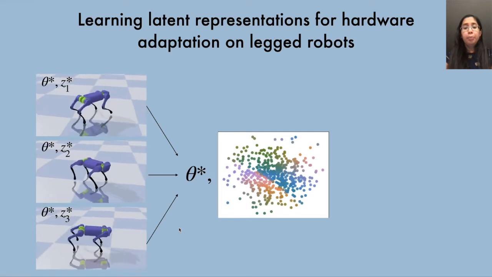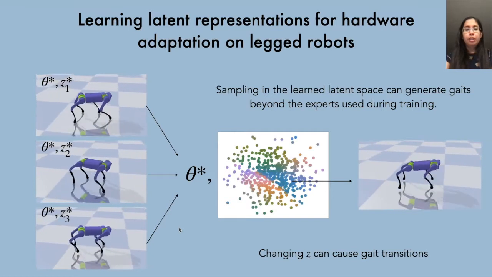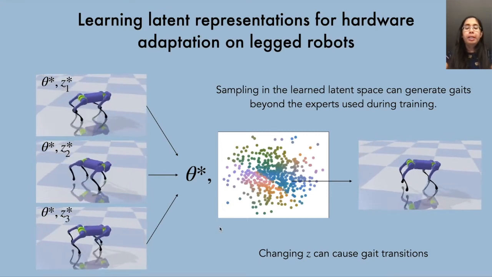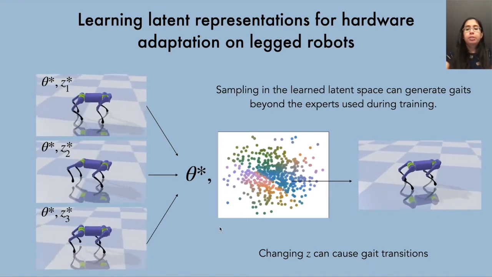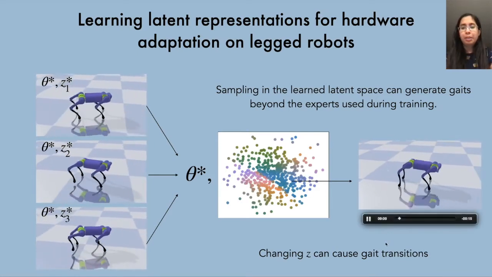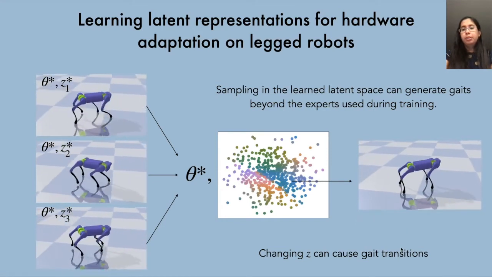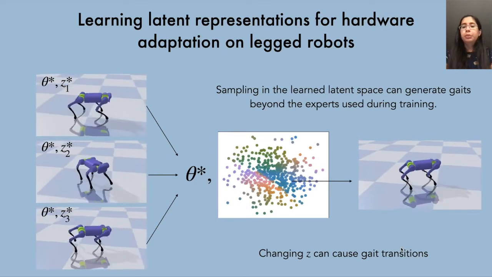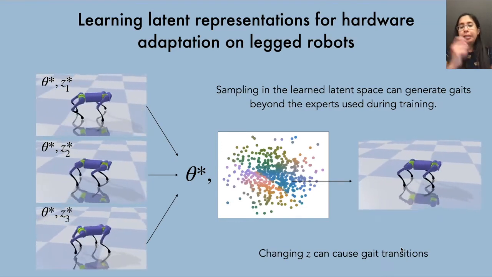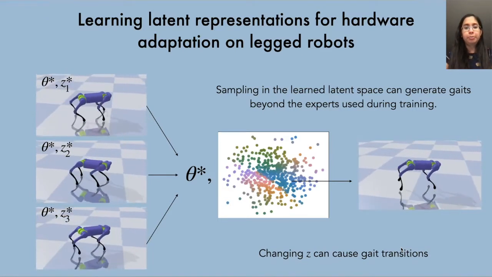during training. But since Z is a continuous space, it can also represent gaits that were not seen during training. So for example, by randomly sampling Z and changing Z during this experiment on the right, our robot can go from going backwards using a gallop gait to going forwards using a trotting gait. And by continuously changing Z in this continuously learned space, we can exhibit gait transitions on our robots.